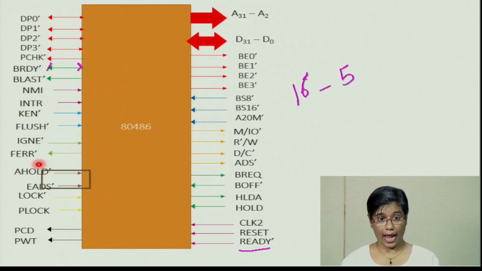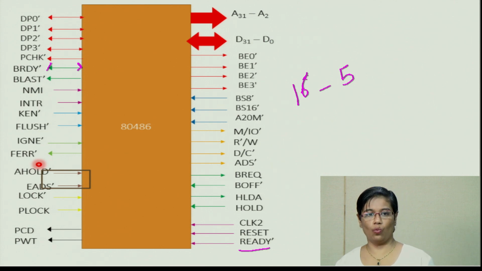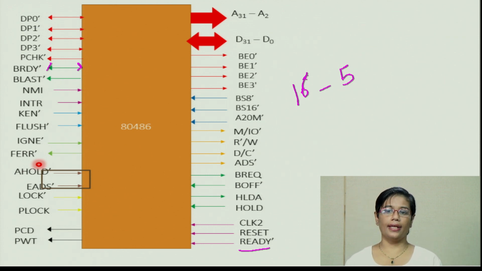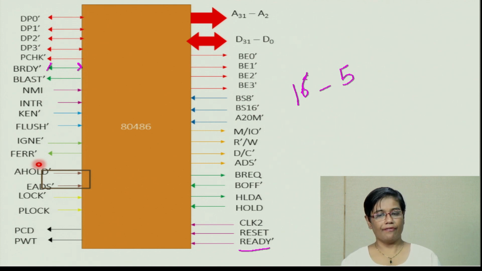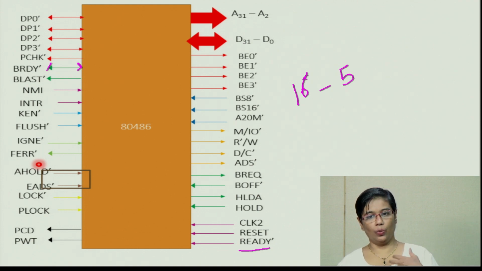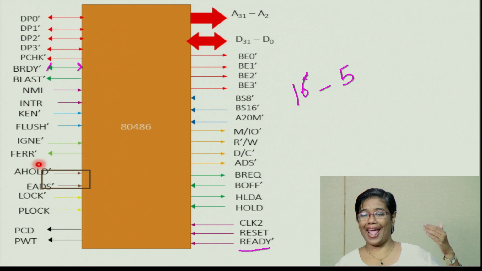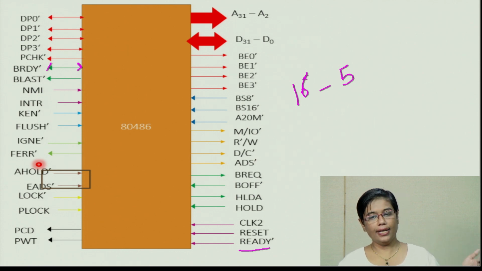There are two more signals which are actually associated with the cache. One is the A-hole signal, the other is the external address strobe signal. Now this A-hole signal is an input signal. Whenever this signal is active, it means that there is going to be a cache invalidate cycle which is going to take place internally. But this cache invalidate cycle is not done by 80486, but it is going to be done by an external device. An external device is going to invalidate the contents of the cache.